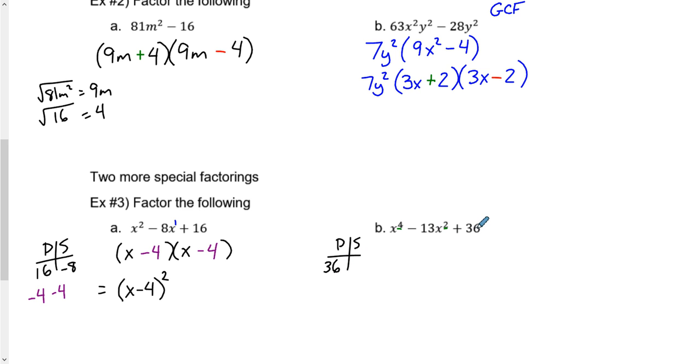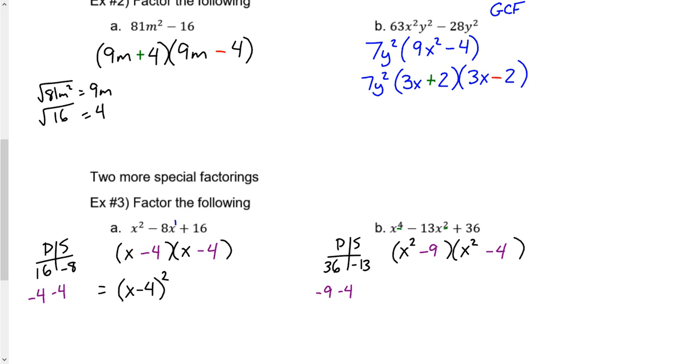Our product is going to be 1 times 36, which is 36, a sum of negative 13. So our two numbers that would have a product of 36 and a sum of negative 13 would be negative 9 and negative 4. So when we factor, it's going to look a little bit different. The only thing that's going to be different is the fact that this is an x to the power 4, which means our first position is actually going to be an x squared. For the simple reason that x squared multiplied by x squared is x to the power 4. We still have to put in our negative 9 and our negative 4.